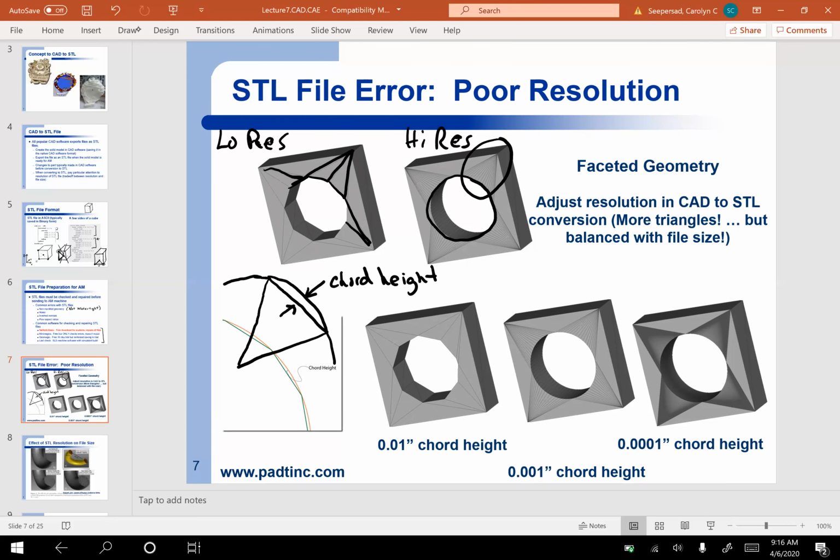So the larger you allow that chord height to be, the fewer triangles and the poorer the resolution. And then you get a design something like this one. The smaller that you require that chord height to be, the more triangles you'll use, at least if it's a curved surface. The larger your file size, but the smaller the error. And so here are examples of taking this basic part and changing the chord height.